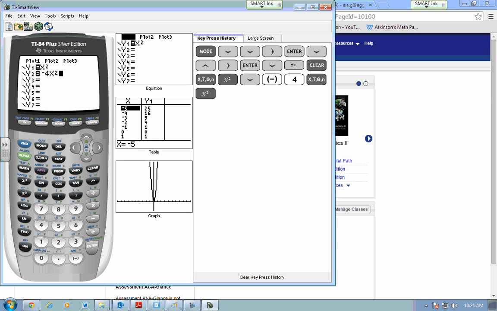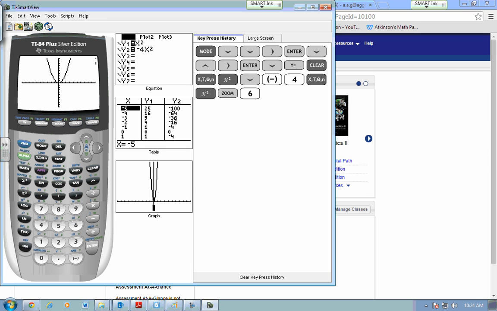Now, to make sure everyone's windows are in the correct place, if you would please go to zoom. That top row has a zoom button. And we want zoom standard. Number 6 will give you a standard window that's -10 to +10, vertically and horizontally. Zoom standard, number 6. And it will graph it for you.